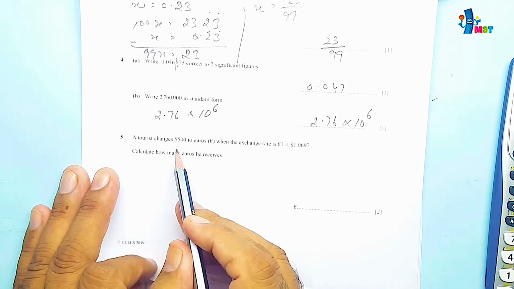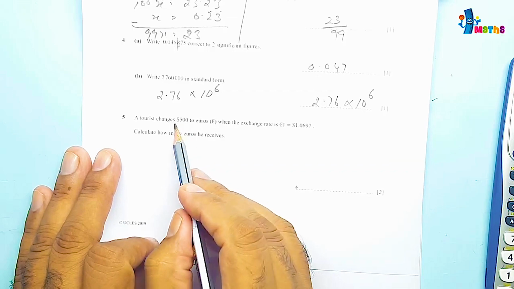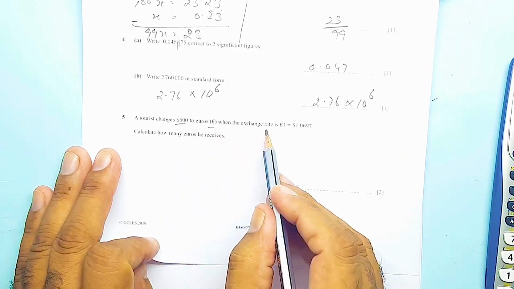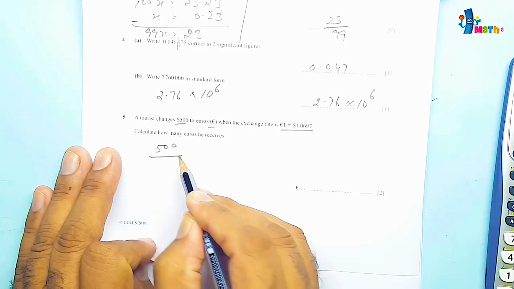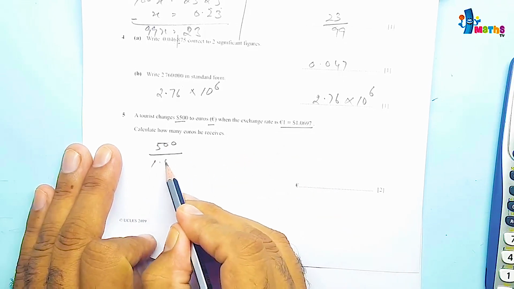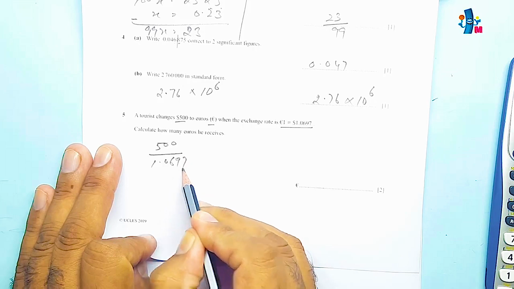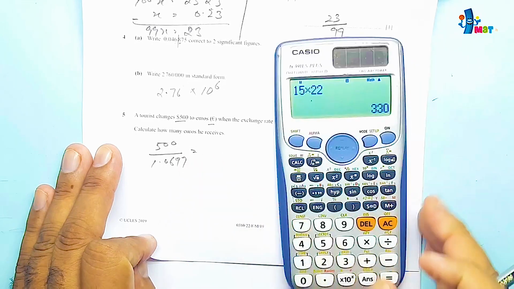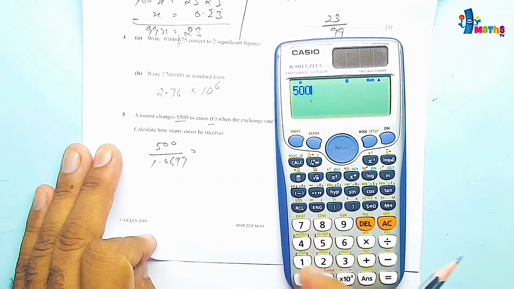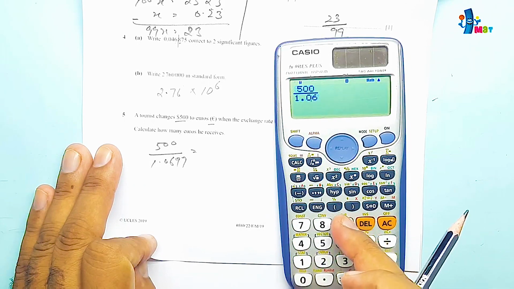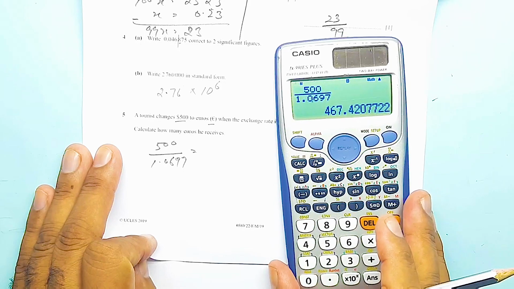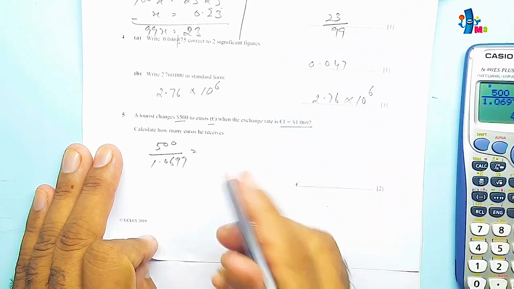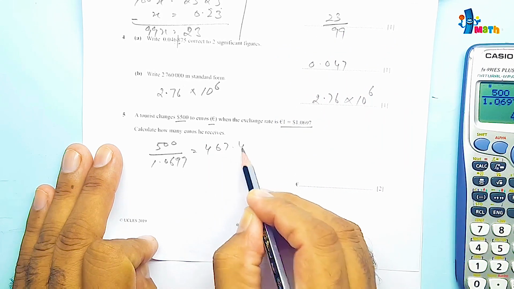A tourist changes $500 to euros at this exchange rate. So 500 divided by the conversion factor, 1.0697. So this will be equal to 500 divided by 1.0697, which equals 467.42. So the answer is 467.42.